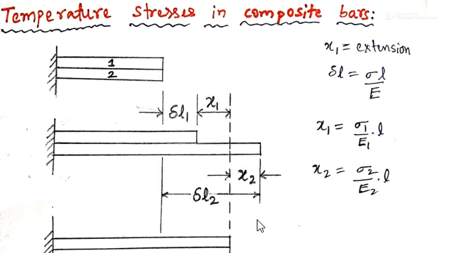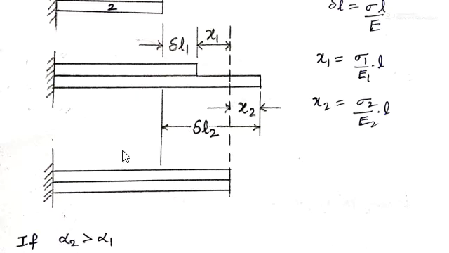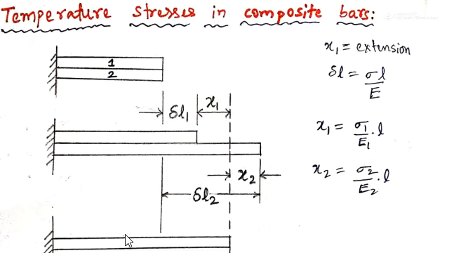So suppose let us take that this right hand side of this composite bar is free, means these two ends are not joined. So in that case, because of a rise in temperature, the bar 1 and bar 2 will expand independently. So let us take the coefficient of thermal expansion for bar 2, that is alpha 2, is more than alpha 1, that is coefficient of thermal expansion of bar 1. So we are taking alpha 2 more than alpha 1. So in that case, the bar 2 will expand more than the bar 1.